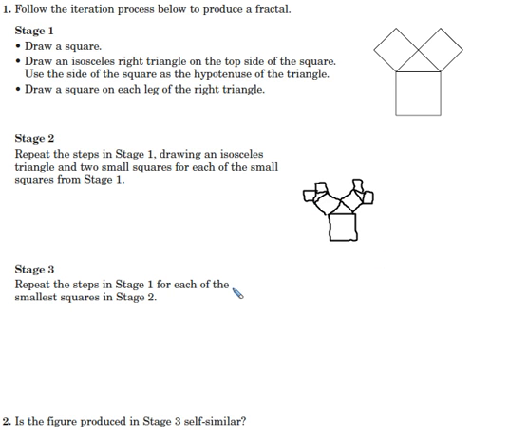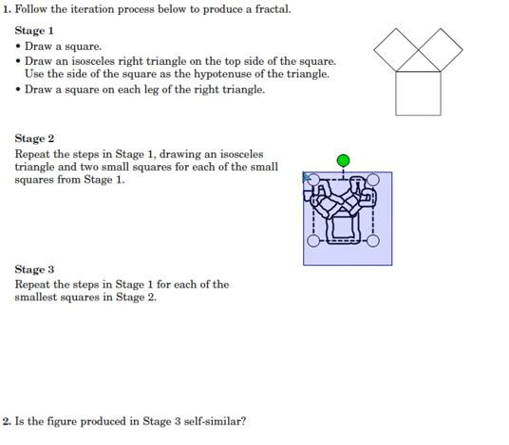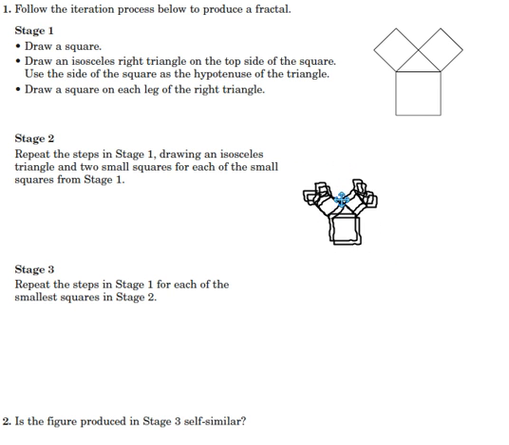Okay, now stage three, repeat the steps in stage one for each of the smallest squares in stage two. So basically, we're going to recreate this, and I will do that right here. Let's try that again here.